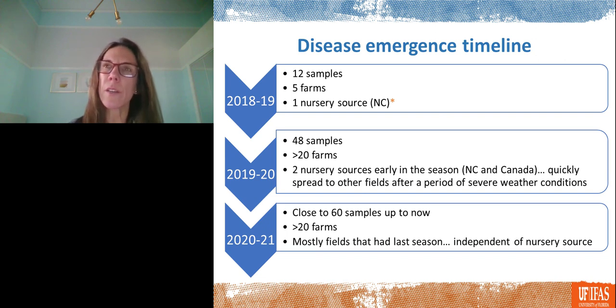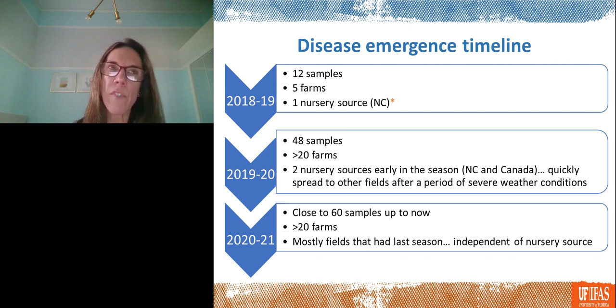Just a little timeline here on this slide on when this problem started, when we found it for the first time in Florida. So back in the 2018-19 season, we received a few samples in the clinic, only 12 samples, and they were all coming from 5 different farms. It was pretty devastating for those 5 growers, but it was only those 5 farms that season. And the common link at that time was the nursery source for those plants, which was a nursery in North Carolina.